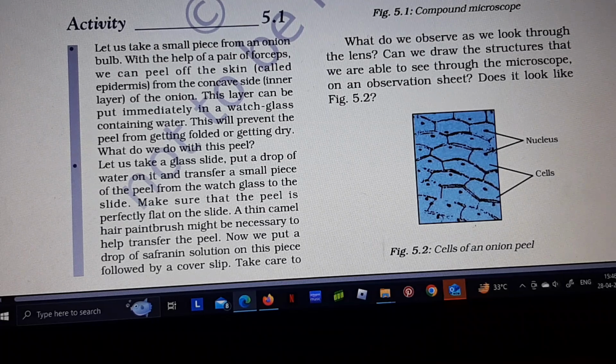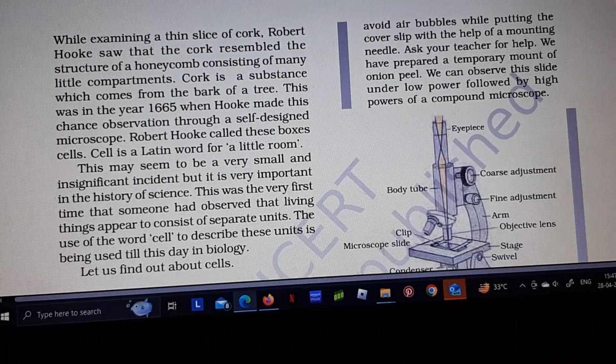What do we do with this peel? Let us take a glass slide, put a drop of water on it, and transfer a small piece of peel from the watch glass to the slide. Make sure that the peel is perfectly flat on the slide. A thin camel hair paintbrush might be necessary to help transfer the peel. Now we put a drop of saffranin solution on this piece, followed by a cover slip. Take care. Avoid air bubbles while putting the cover slip with the help of a mounting needle. Ask your teacher for help.